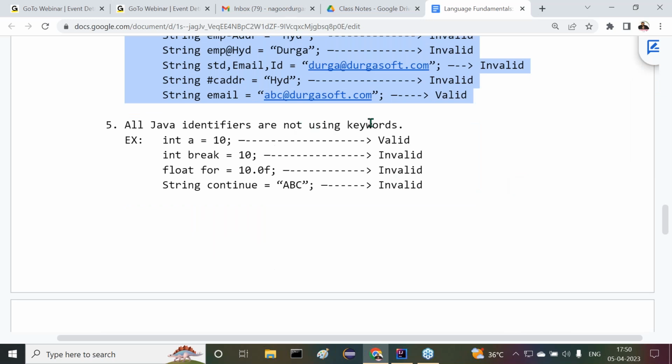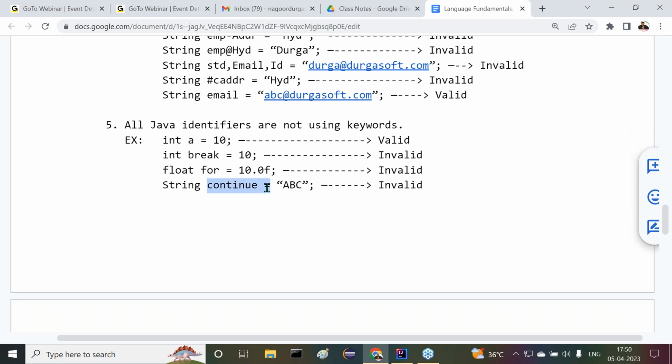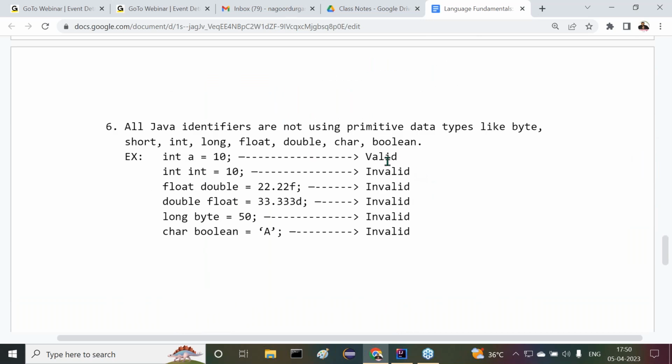Java identifiers cannot use keywords. What are the various keywords you know? Then we have to identify which are keywords and which are non-keywords, and evaluate on that basis. A is okay, but break, for, continue, all these are keywords only, so they are invalid. Java identifiers also cannot use primitive data types like byte, short, int, long, float, double, char, boolean. There we can identify valid and invalid cases clearly. Are all of you getting my point or not?